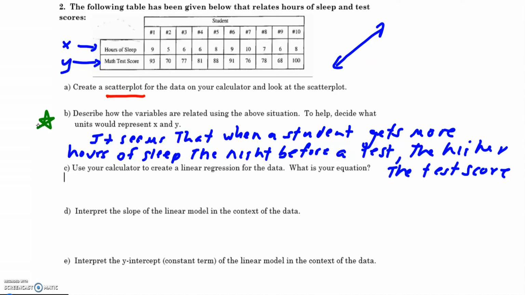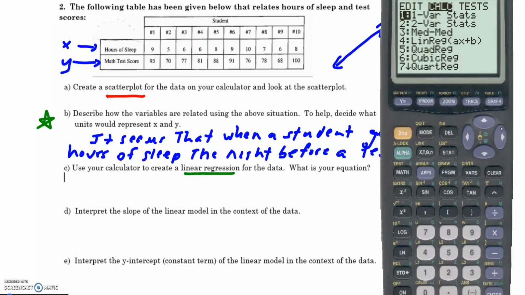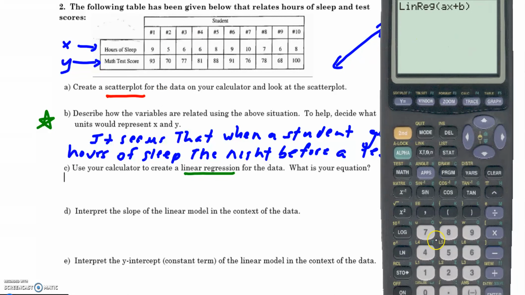Okay. Part C, use a calculator to create a linear regression for the data, aka a line of best fit. And we want to find what the equation is. So I want to remind you how to do that on the calculator. If I bring that back up, go to second quit, what you want to do is go back to the stat menu, but now scroll over to calculate. You want to press 4 for the linear regression.